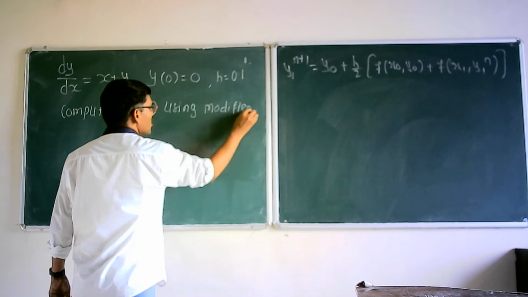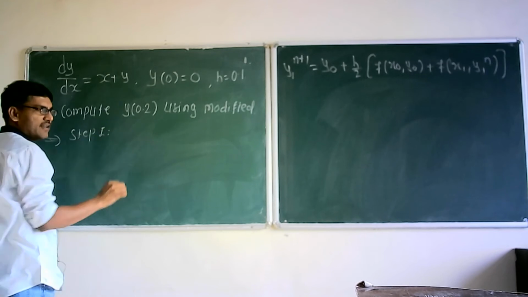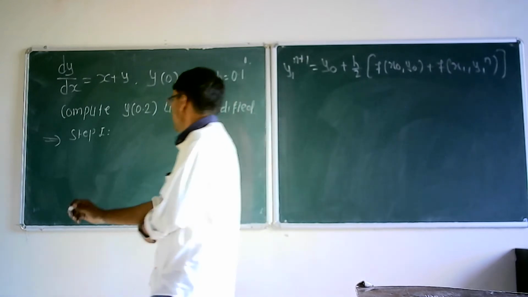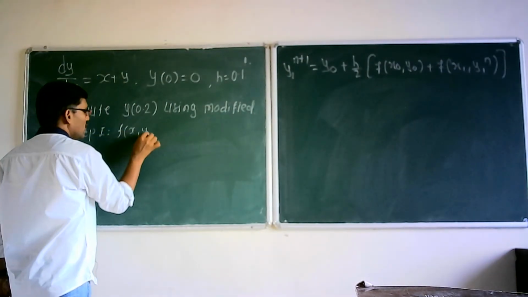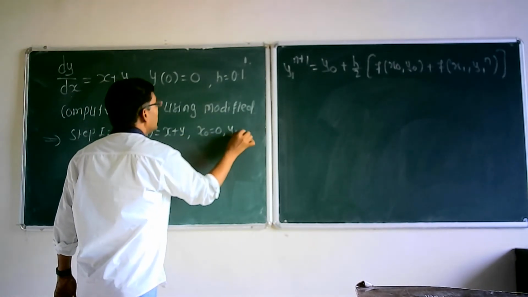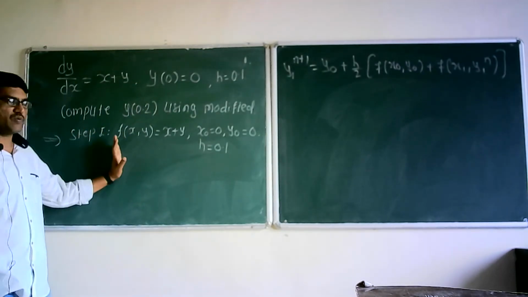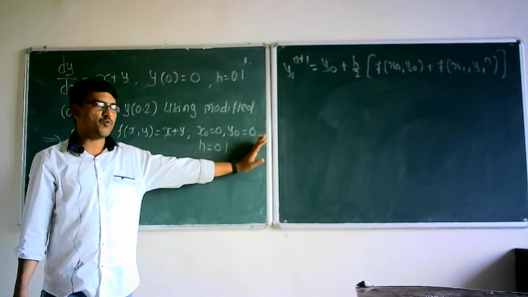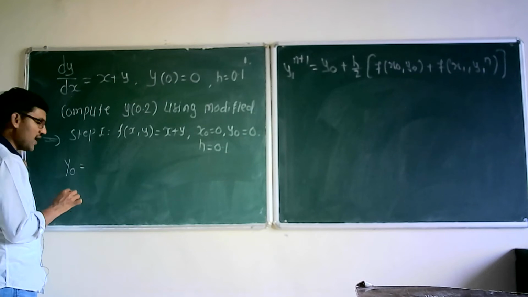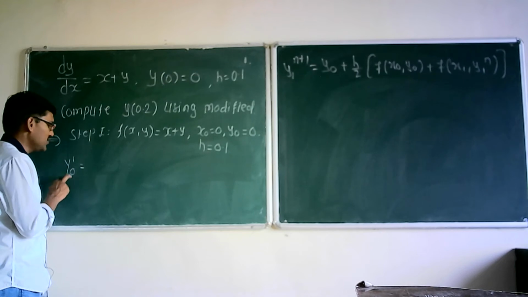Here the first step is the same: we first apply the Euler method, and the obtained answer can be modified by using the modified Euler method. What is given here? f of x, y is equal to x plus y, x0 is equal to 0, y0 equal to 0, h is equal to 0.1. So these are the given values. We know the value of x0, y0 and h.